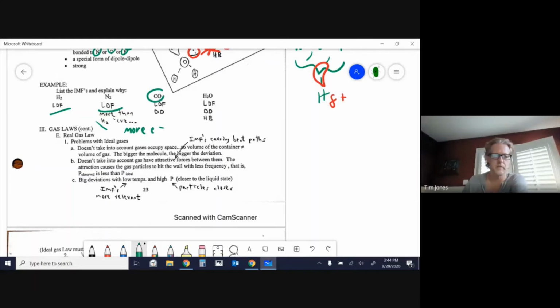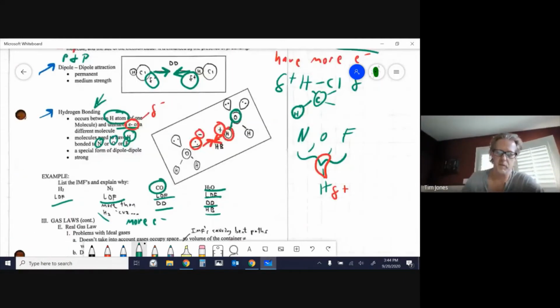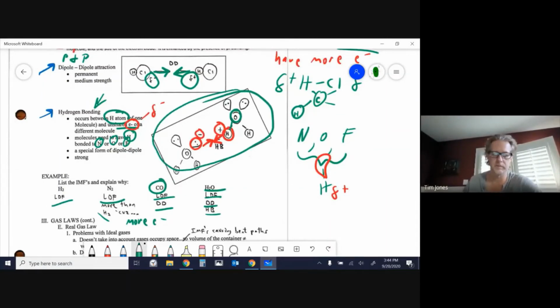Carbon monoxide has LDF because it's a molecule. It's polar, so it has dipole-dipole. And water is a great example of a molecule that has LDF. It's polar, so it has dipole-dipole. And it has hydrogen bonding because the hydrogen is bonded to an oxygen. And because it's my example in the notes right here.